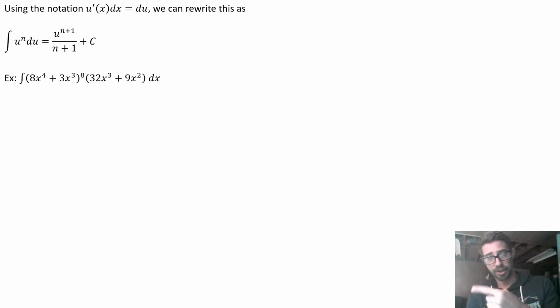And then that whole thing on the end, 32x cubed plus 9x squared dx, is just du. So the point of this is to transform this pretty complicated looking integral into a much simpler one by making a change of variables. So we're just going to make up a new variable u, right? That's the cool thing about math. You can just make stuff up and nothing explodes. So we're going to say let u equal 8x to the fourth plus 3x cubed.